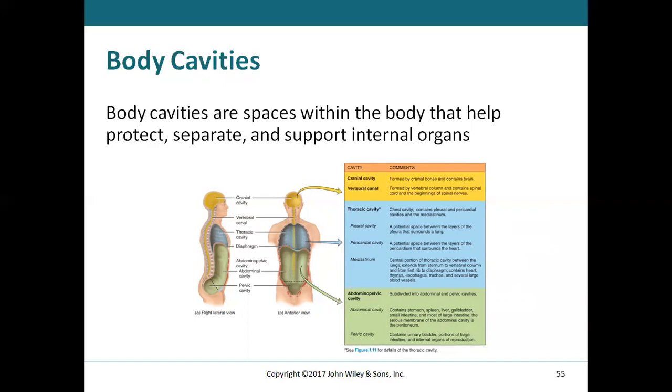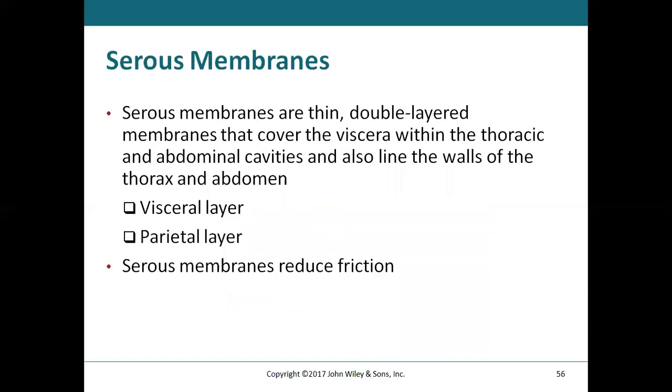In the abdominopelvic cavity, you have different regions as well. The abdominal cavity contains many of the organs in the digestive system, things like stomach, spleen, liver, gallbladder, small intestine, and large intestine. And the pelvic cavity contains the urinary bladder, portions of the large intestine, as well as the internal organs for reproduction. So each one of these cavities, you can see them separated out into 3 different areas. Each one of them is going to carry a specific set of organs or organ systems important for function.